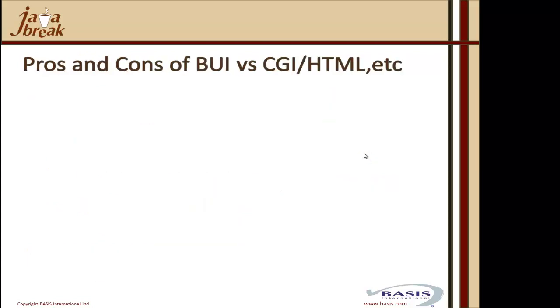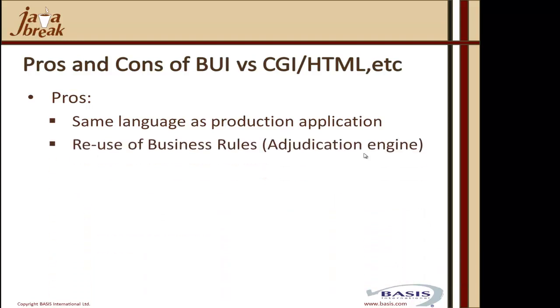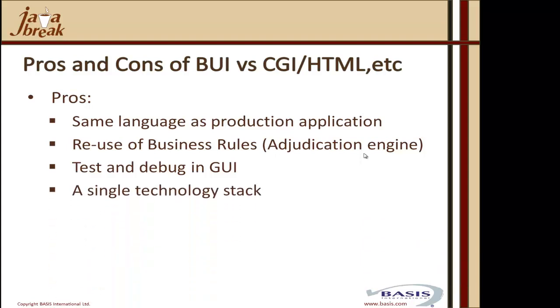So having that background, let's have a quick look at some of the pros and cons of Buoy versus CGI, HTML, etc. One of the obvious benefits is we're using the same language as the production application to deliver the browser user interface application. We reuse all of our business rules. The adjudication engine is right at hand for us to utilize. And we can test and debug in GUI, simply deploy and do final testing in Buoy, a lot easier than utilizing CGI, HTML, and or JDBC, ODBC bridge technology. It's a single technology stack, a lot less brittle.